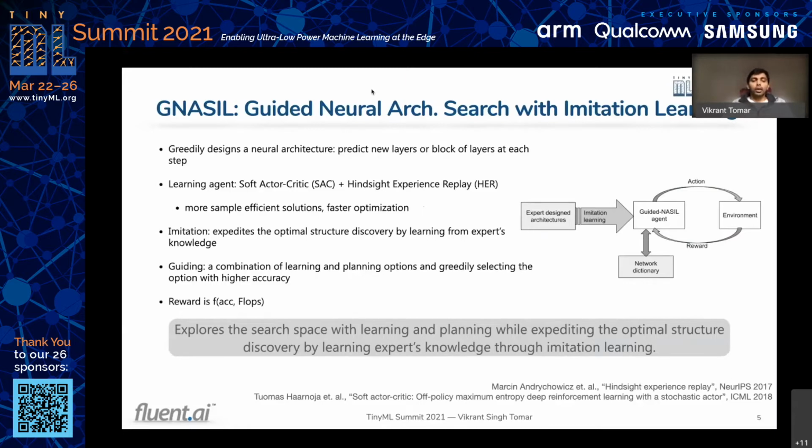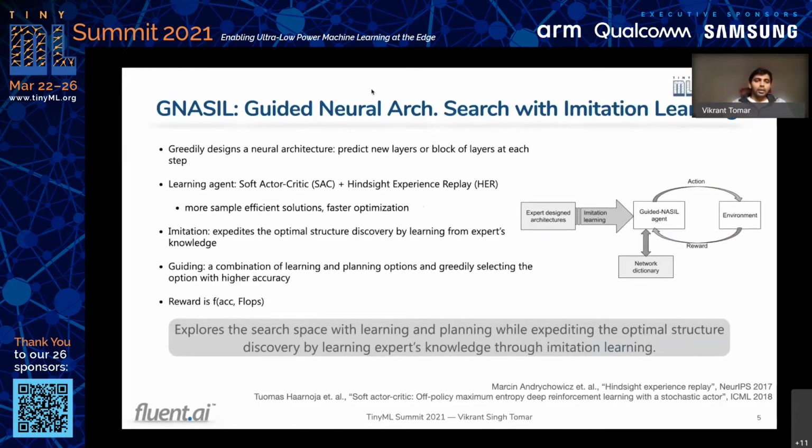The reward function in this case is the accuracy as well as the floating point operations, FLOPs. We want to design new architectures that stay within certain computational complexity because we're targeting tinyML devices here.